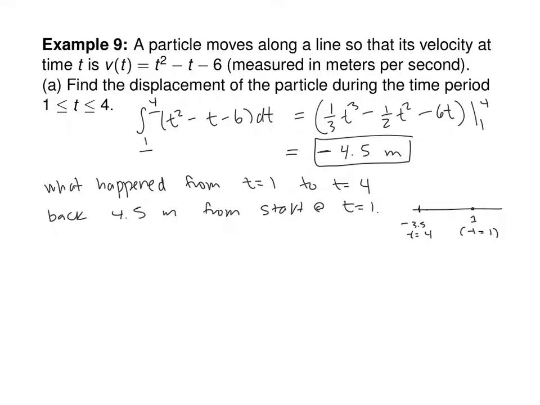You just don't know, did it go like this, right? Did it go way out there and back? Or did it go straight back, right? You just don't know, right? But relative to where it began, it's 4.5 units backwards. That's what the displacement means, okay?